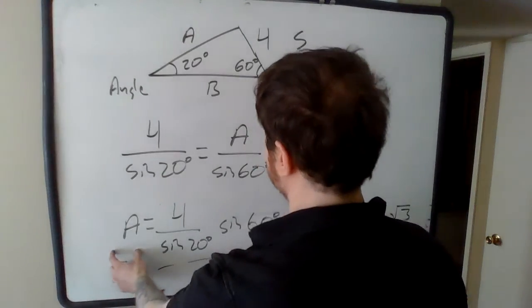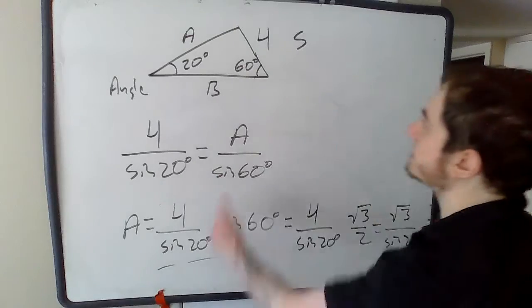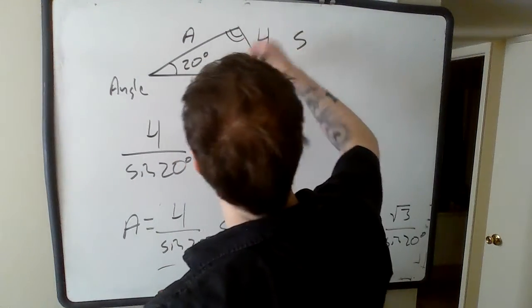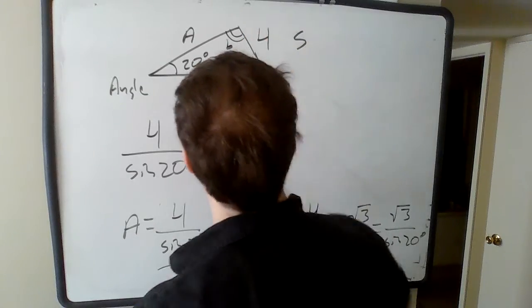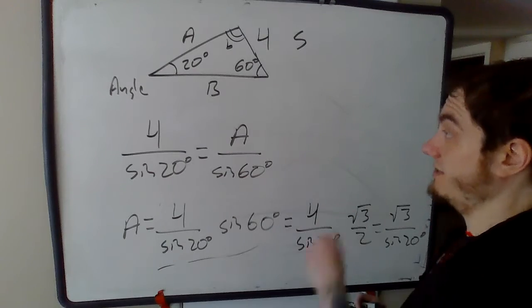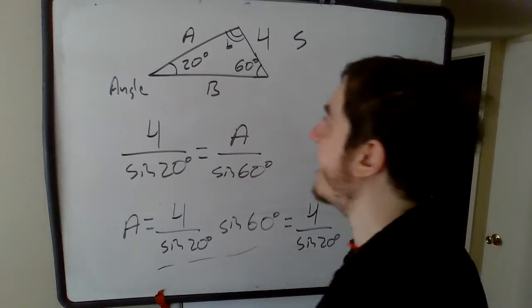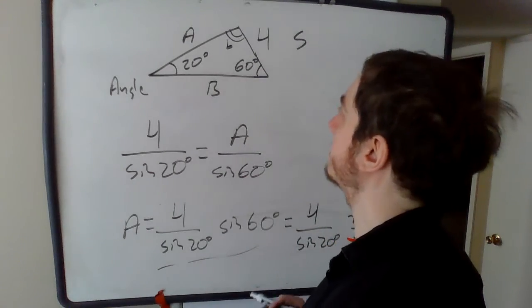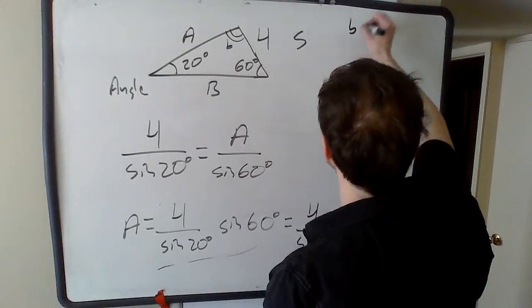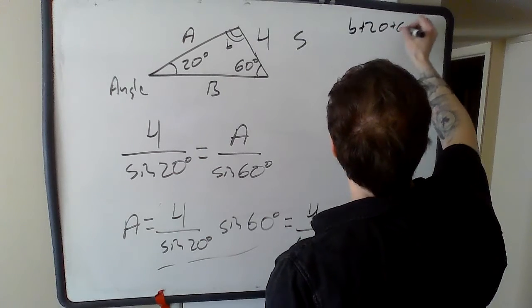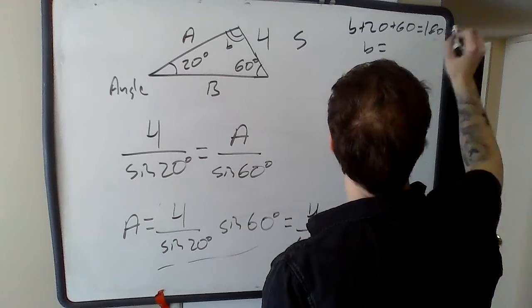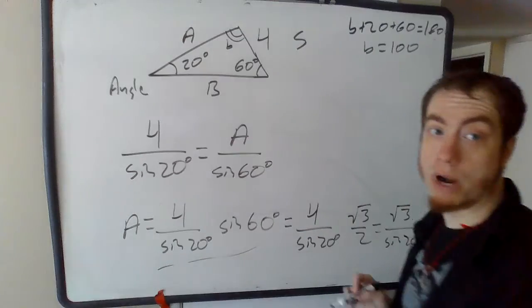Now, this tells me the length of side A. But what about side B? Well, the problem is that I don't know what this angle up here happens to be. I don't know what little b is. It's not given to me. But I do know what little b is, and that is an important factor. I know what little b is because I know that these angles have to add to 180 degrees. So b plus 20 plus 60 is equal to 180. That means b must be equal to 100.